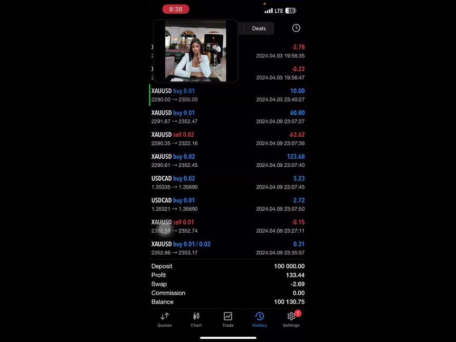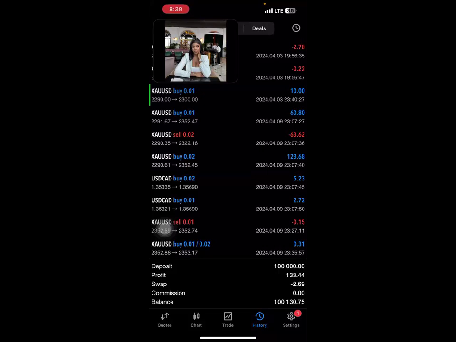If you're using less than $100, how many trades did I say you should take? Less than $100 is two trades. Less than $50 is one trade. Two trades maximum.